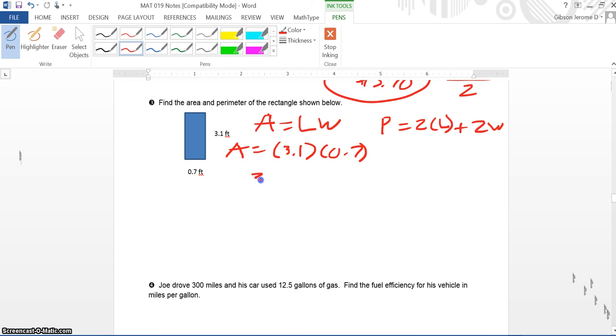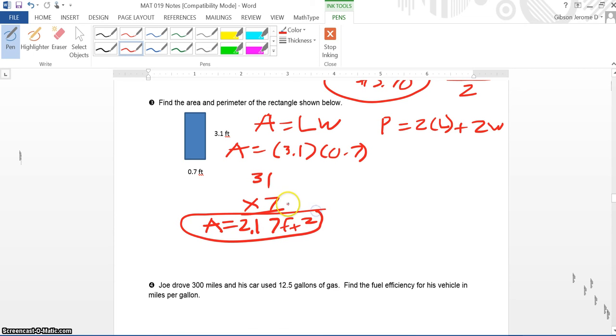So we will multiply this. We could take 31 times 7. We could drop those decimals. 7 times 1 is 7 and 7 times 3 is 21. So we count how many digits we have behind the decimal here. We have 2, so it'll be 2.17. So the area is 2.17 square feet, or feet squared. And that would be the answer for the area.